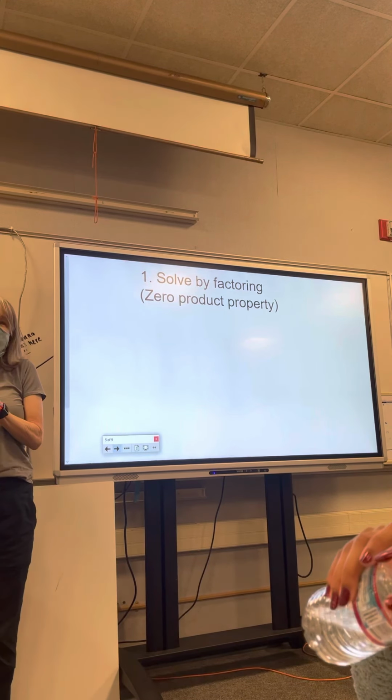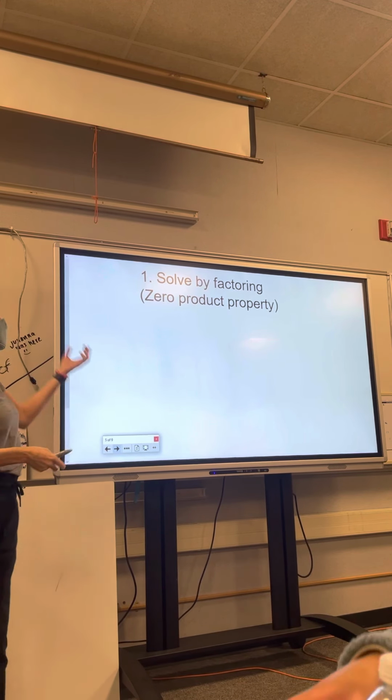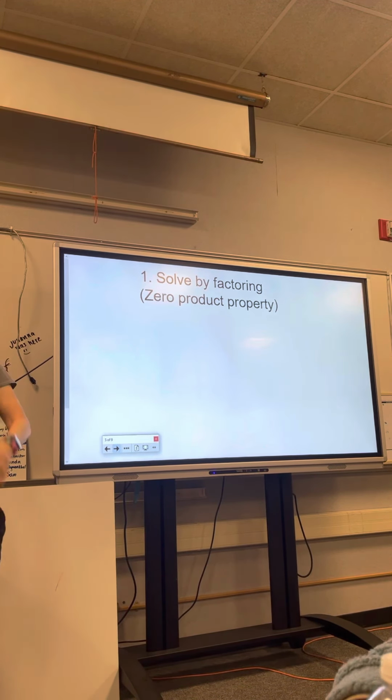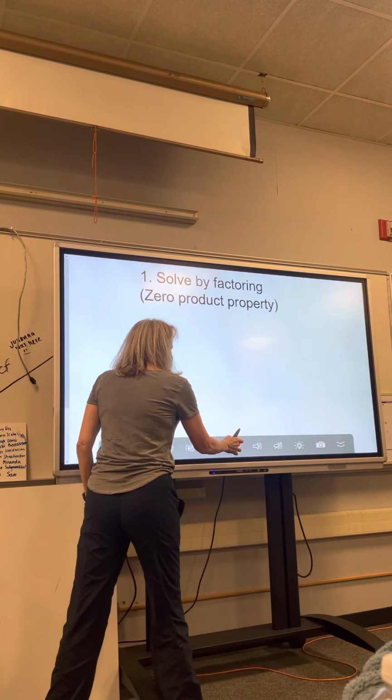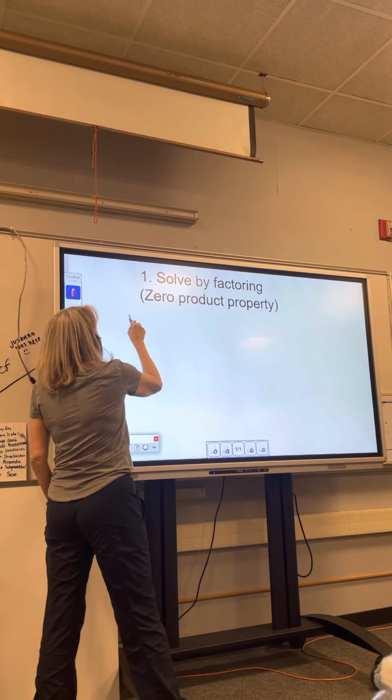Now, you know me, I'm not a big property fan, but this one I gotta actually show you the property. There's a goofy property called the zero product property, and what it says is this. You might want to write this one down. It's the only property you gotta actually write down.